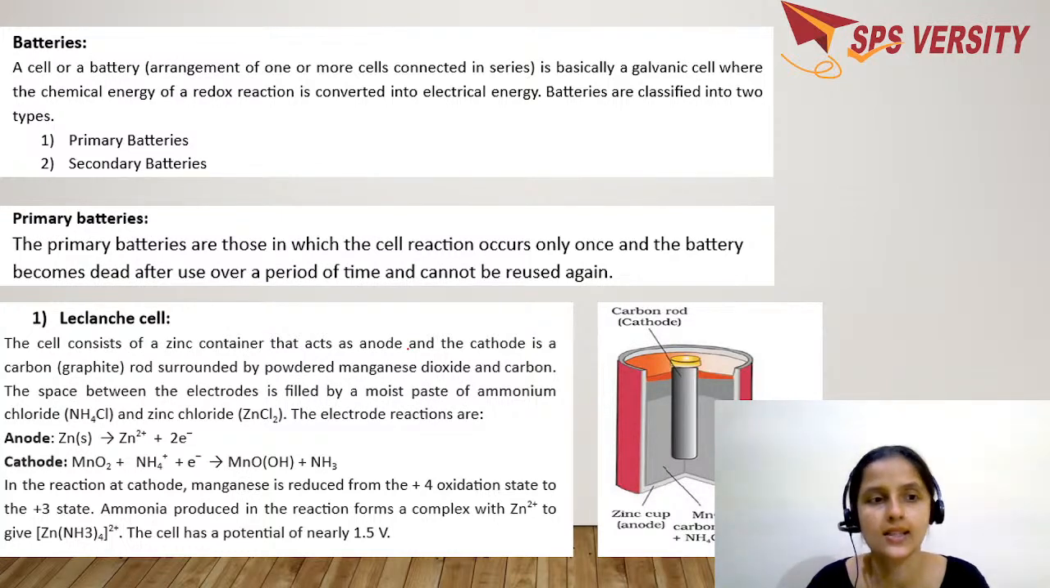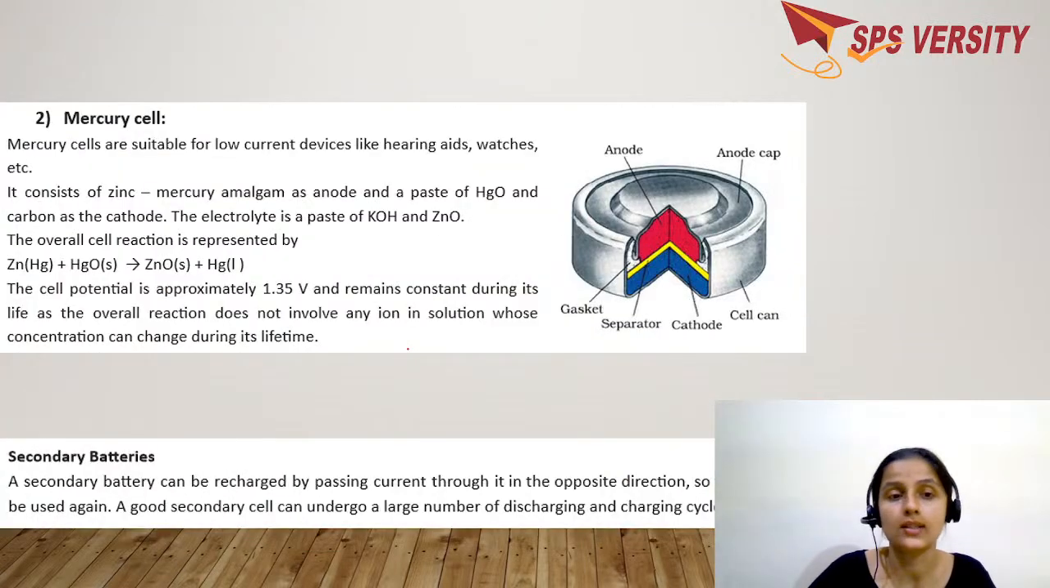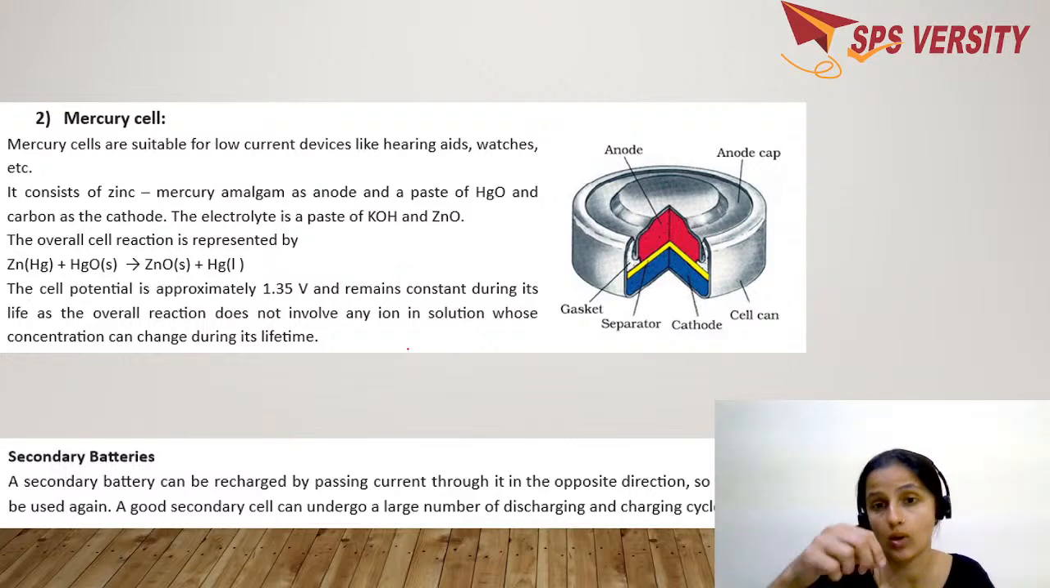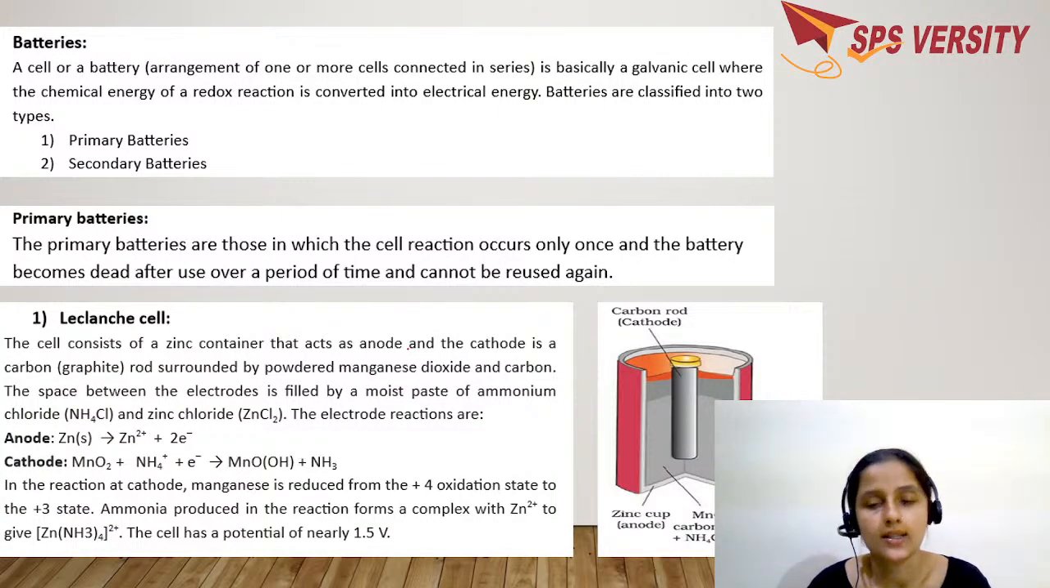One type of cell is the Leclanche cell, and the second type is the mercury cell, which is found in watch batteries. So what exactly is the Leclanche cell? What do you have as anode and cathode? If you open it, you just see the black paste made of carbon and so on, but what exactly does it consist of?